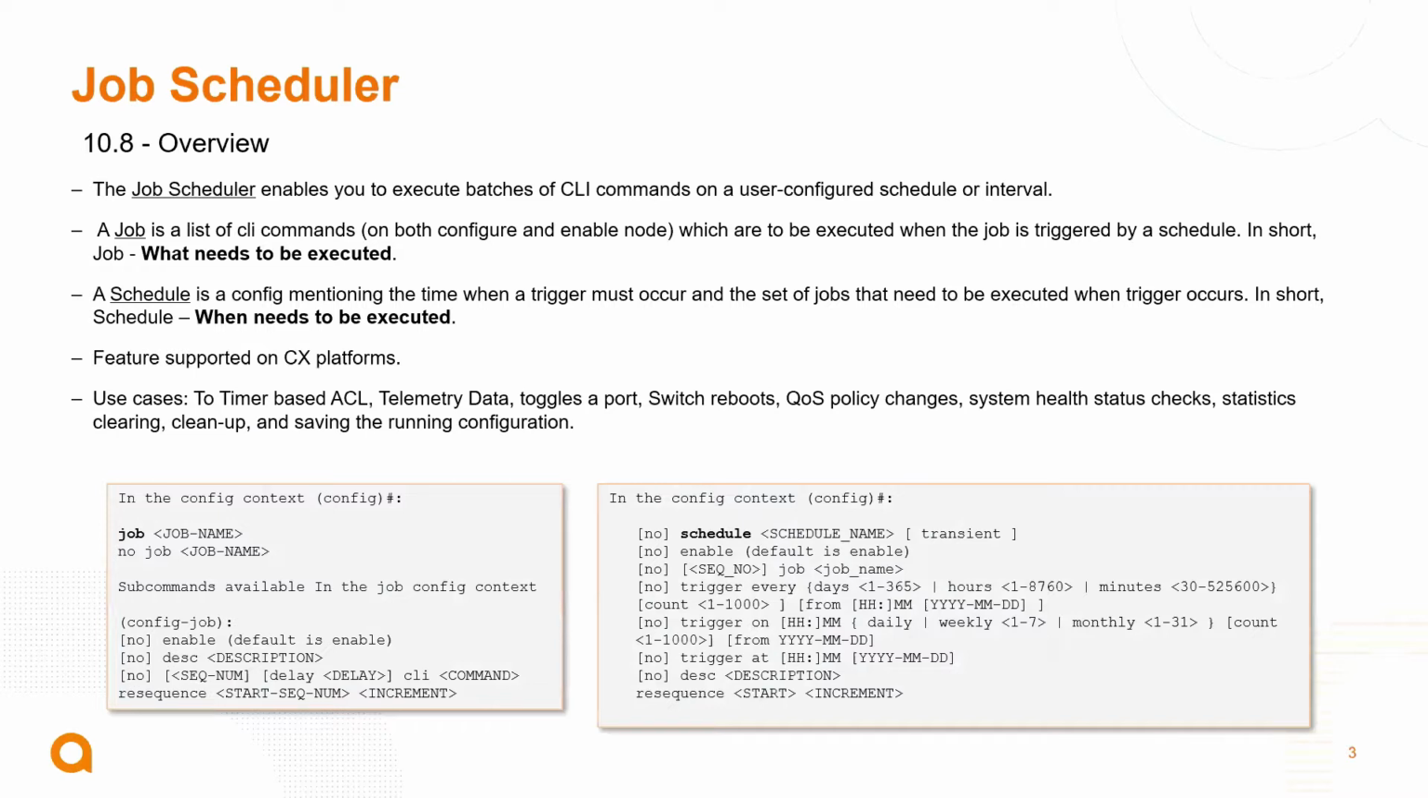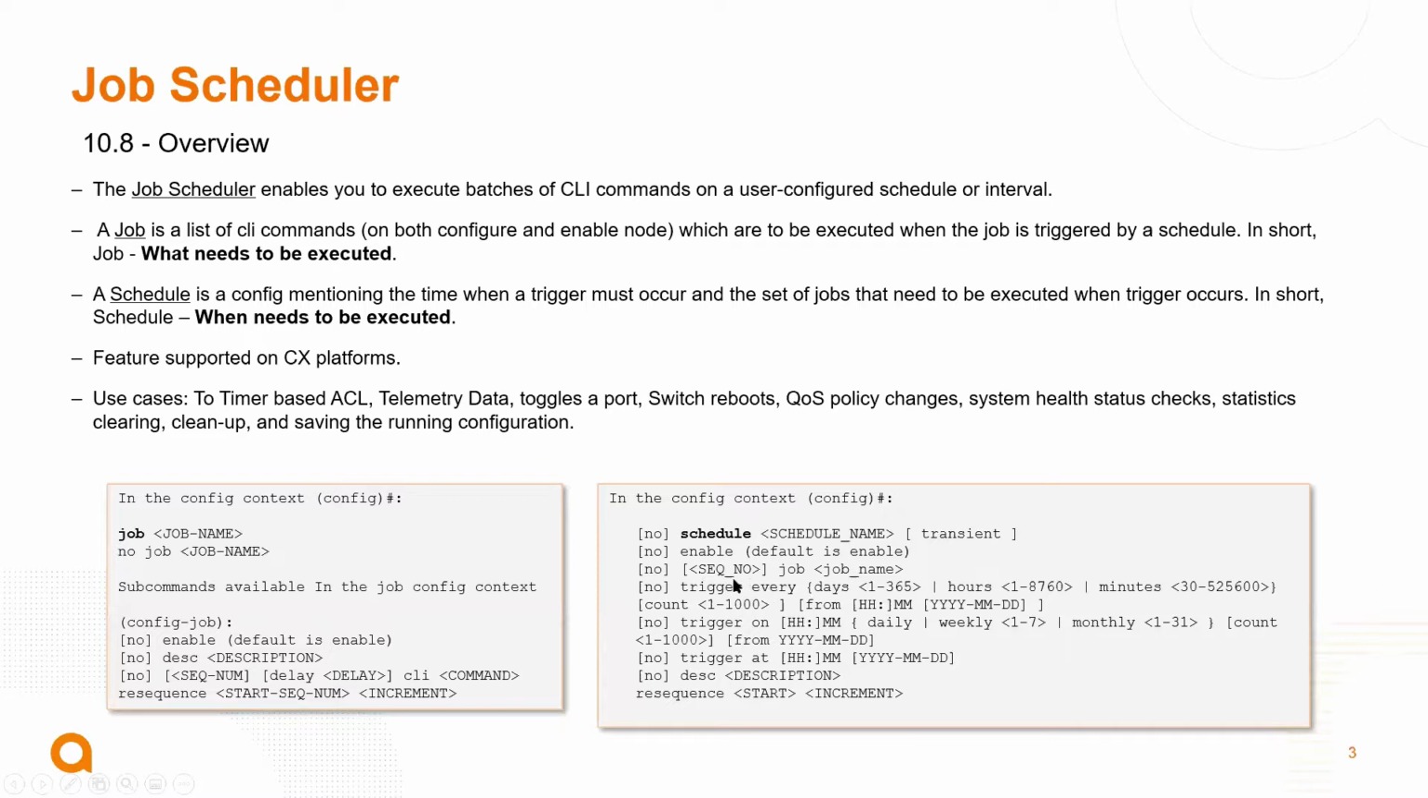Coming back to the job scheduler, as you see on the screen, it enables you to execute a batch of CLIs, where you create a profile, a job and a job name. Under that, you keep all the CLIs that need to be executed. In the schedule, you define when you want to execute that job. Remember one thing, each job depends on the platform. That means how many job profiles you can create depends on each CX platform. Under a schedule, you can configure one or more jobs to be executed.